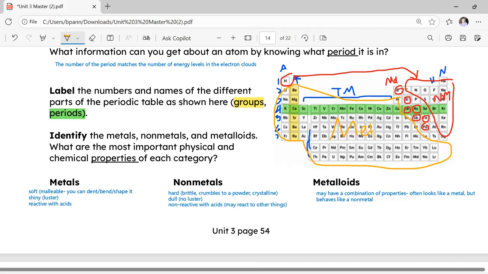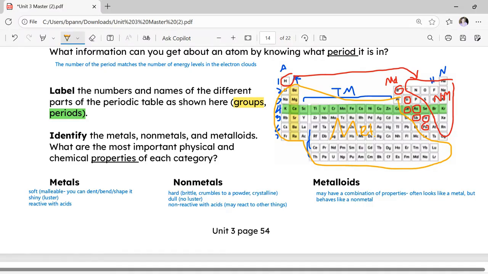Our nonmetals tend to be hard. This is confusing for a lot of people because a lot of nonmetals, when they are solids, they look more like a powder or a crystalline substance. But remember that if they break apart or shatter or crumble when hit with a hammer, that is considered a hard material according to chemistry. So we consider that to be brittle if it falls apart when you hit it with a hammer. Nonmetals are dull, they do not have luster, and nonmetals are non-reactive with acids. They might react to other things. Remember that halogens are highly reactive nonmetals. They just don't react with acids the way that metals do.